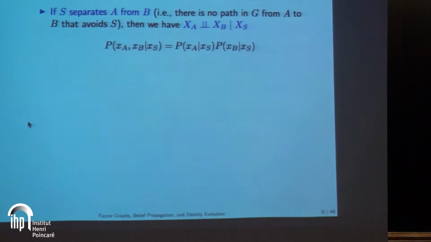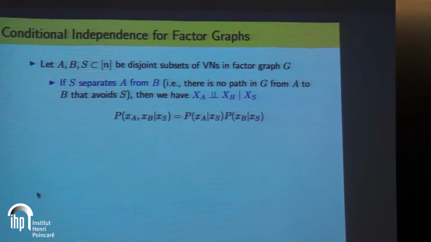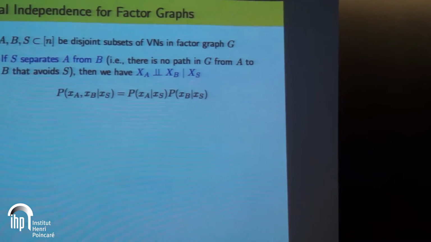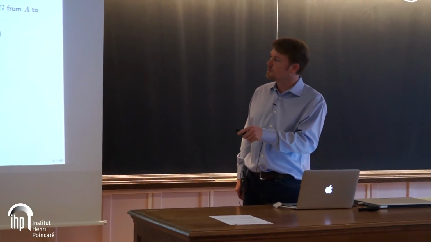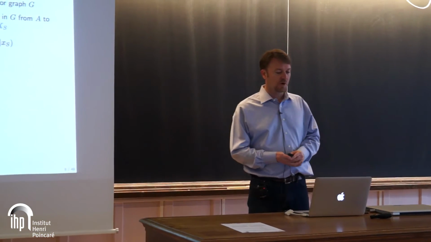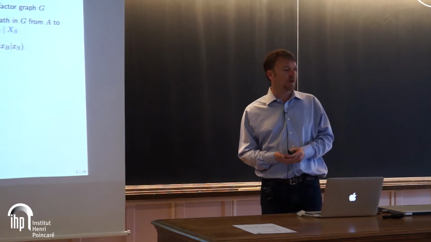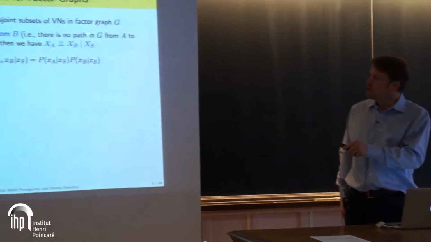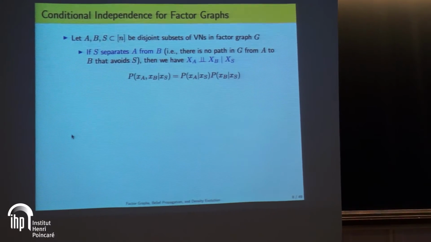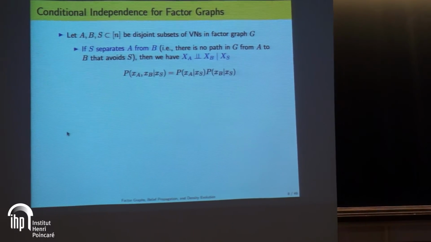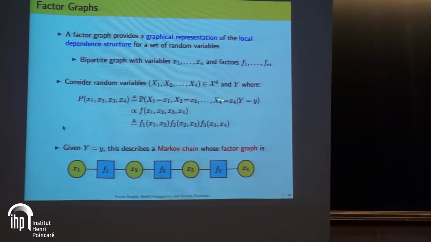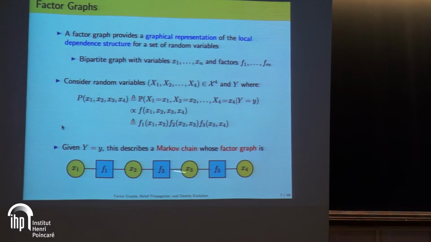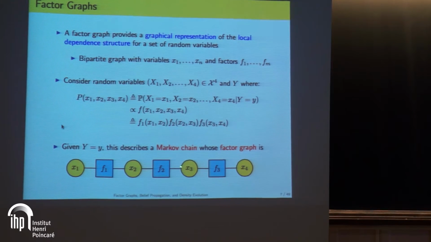One of the nice properties of factor graphs is that even without knowing the functions, it represents some kind of conditional independence structure of your random variables. So what does that mean? If we have 3 disjoint subsets of our variable nodes in the factor graph, we say that the set S separates the sets A from B if there is no path in my graph from A to B that doesn't pass through a variable node in S. These are subsets of my variable nodes, and I'm looking at paths through my graph. So if I go back, I can see, for example, that x3 separates x1 and x2 from x4, because every path from x1 to x4 has to pass through x3.